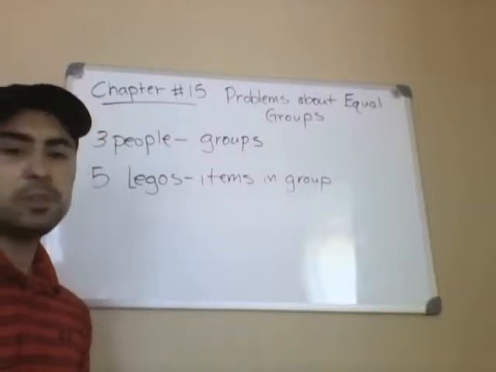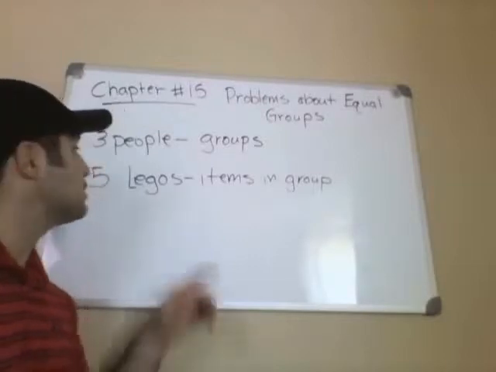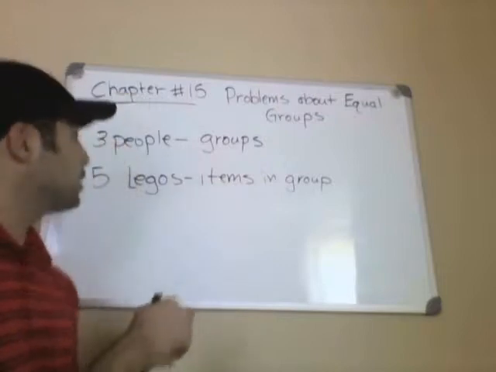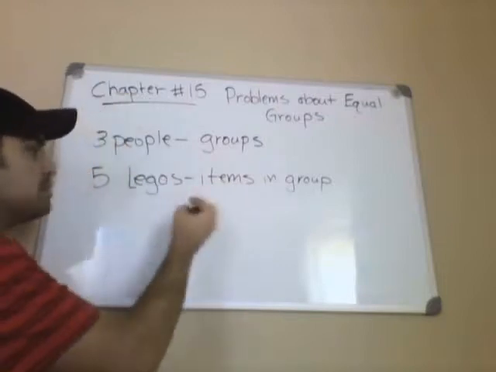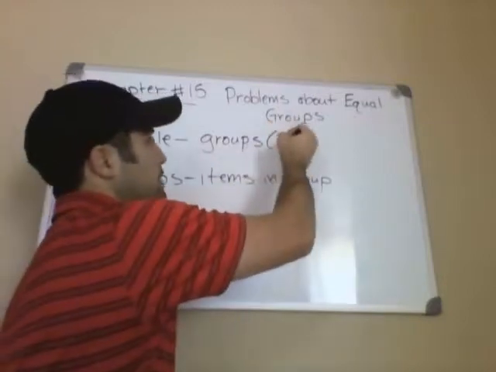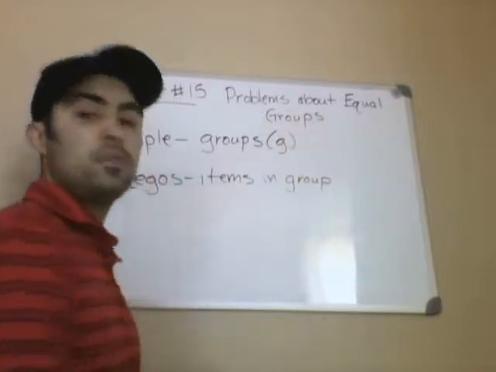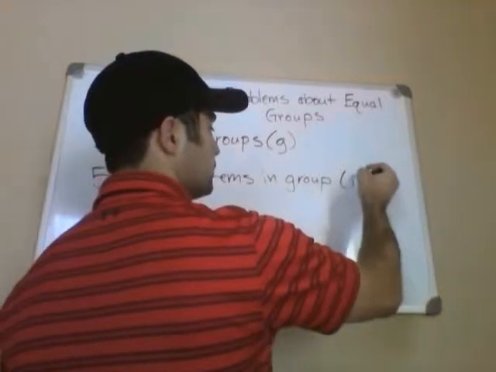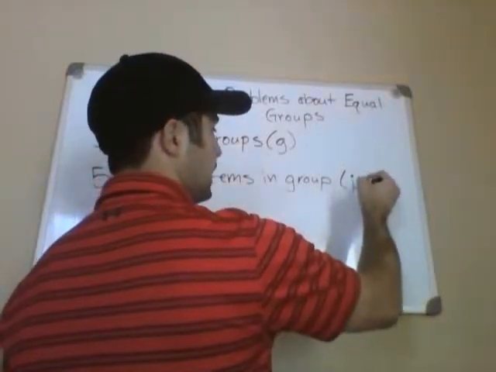do this equation a little bit differently than your book does because I think this is better. So we have the number of groups and the number of items in each group. Then you're going to multiply those 2 things. Here's the equation though first. We're going to call this G. However many groups there are, that's G. And we're going to call this one items, so we're going to call it I.